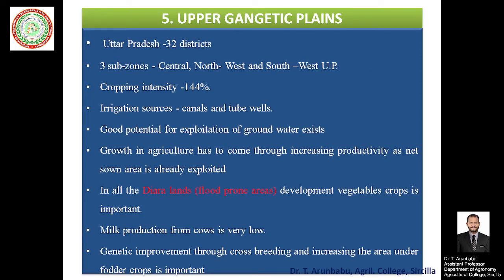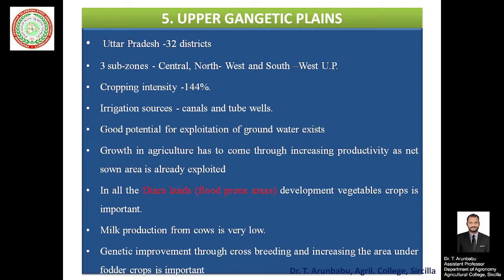So coming to the upper Gangetic plains, it consists of Uttar Pradesh 32 districts, and it also has 3 subzones, that is central, northwest and southwest Uttar Pradesh, and the cropping intensity is 144%, and it has a good potential for exploitation of groundwater. In these regions, mainly the daira lands, that is flood prone areas, development of vegetable crops is very important.